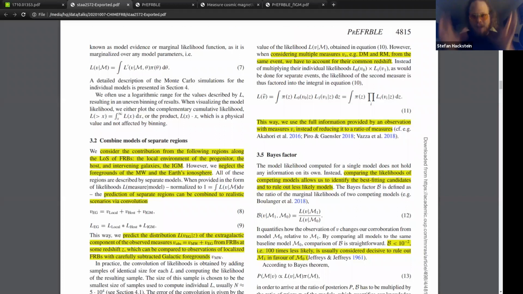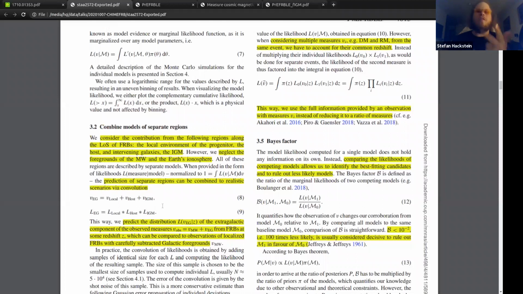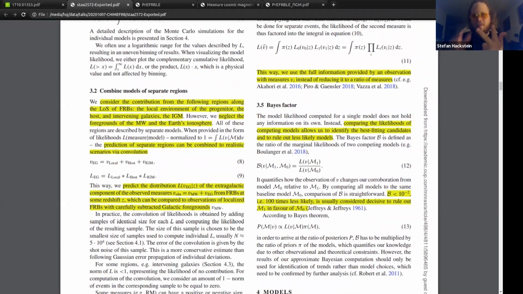So in a short summary again, we estimate what we likely expect from a particular model. Then we combine these different regions. We put it together with estimates on the redshift distribution, and this gives us the expectation for what we see at the telescope. And by using the Bayes factor, we see which of these models best explains what we actually see at the telescope.